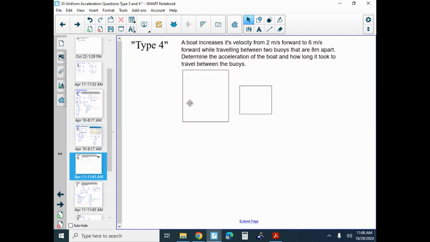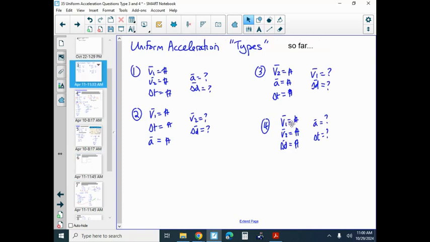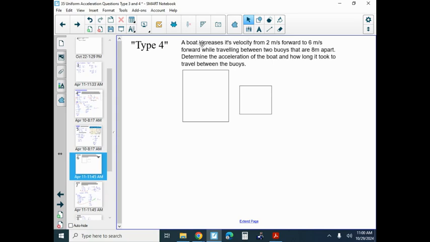Type 4. So type 4, I said in advance, is going to be V1, V2, and displacement given, right? So here we go. Boat increases velocity from an initial velocity to a final velocity. They're both given while traveling this distance apart. So a boat travel, starting, you look at the speedometer as you're going past the first buoy, the first marker, you're going 2 meters per second. And then when you get to the second one, you're going 6. And if you know they're 8 meters apart, you could calculate all the missing pieces, right?